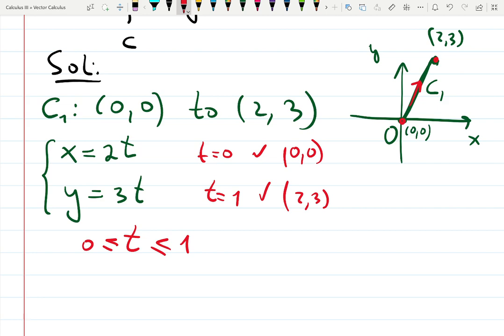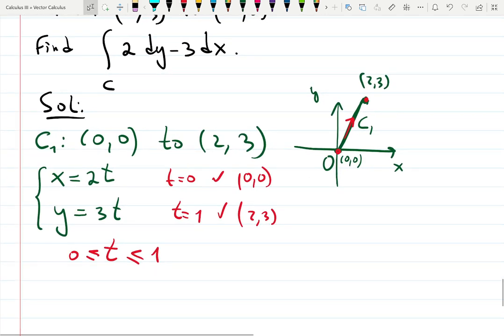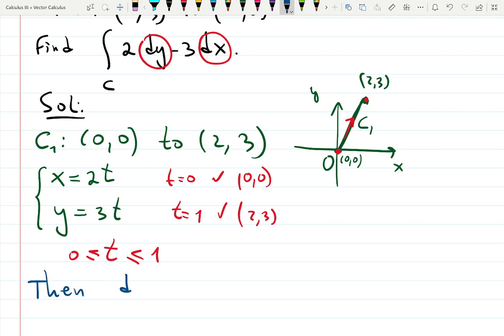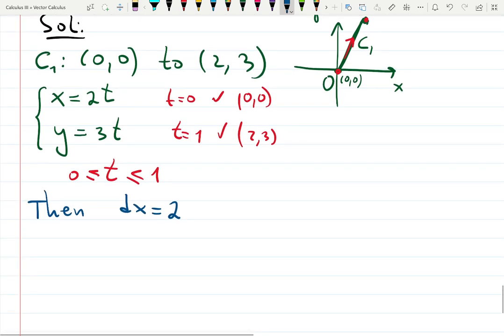When we have this, we need to find dx and dy. Here they are. Literally, those are differentials. Let me put it in the blue color. Then dx is the derivative of 2t with respect to t, which is 2. dy is the derivative of 3t with respect to t, which is 3.